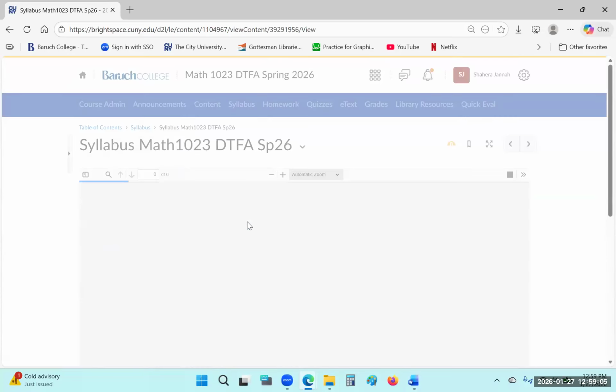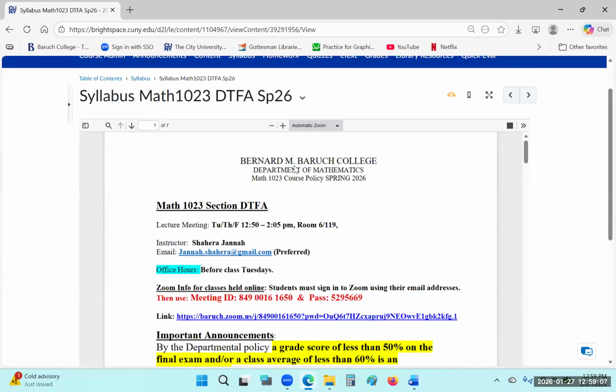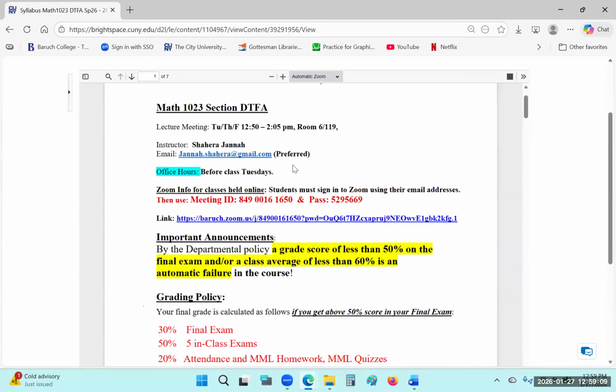So click on our syllabus and then you will see all the information you need to know in order to be in this class, or all the information you need to follow if you are staying in this class. Our section is DTFA and our class meets Tuesday, Thursday, Friday from 12:50 to 2:05. This time is so weird. Personally, I prefer 12:45 to 2, but I don't know why they are 12:50 to 2:05.